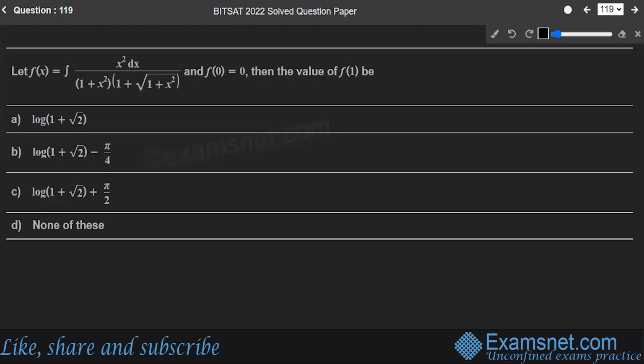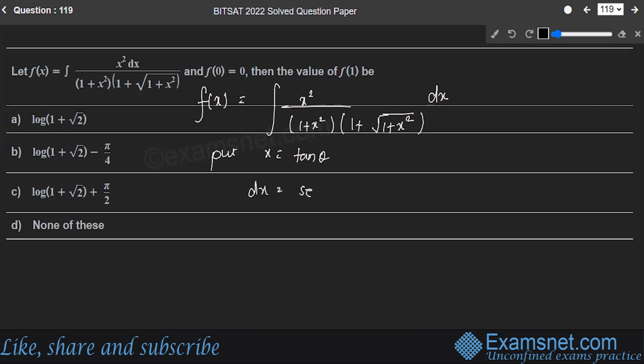Question number 119. Let f(x) be equal to the integral of x squared dx upon this expression, and f(0) is equal to 0. You have to find the value of f(1). So I'll start. You are given f(x) is equal to the integral of x square upon (1 plus x square) into 1 plus this root of this, dx. Let's put x is equal to tangent of theta. So you will have dx is equal to secant square theta into d theta, and secant square is equal to 1 plus x square, so you can write dx as (1 plus x square) d theta.